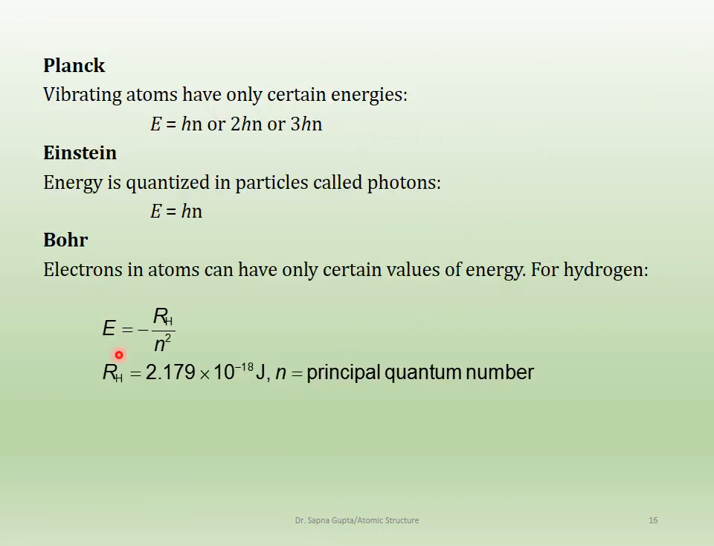So here is a collection of all that we've talked about so far, where we have Planck, who said that atoms will have certain energies, Einstein, who said that energy is quantized into photons, and then of course Bohr, and he was able to predict the values of energy that would be required for electron transitions from one location to another.